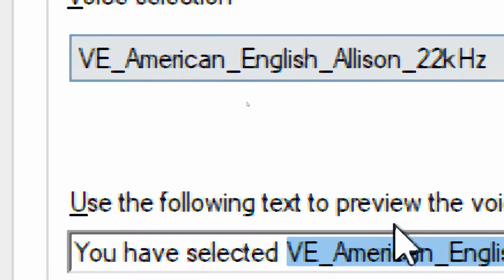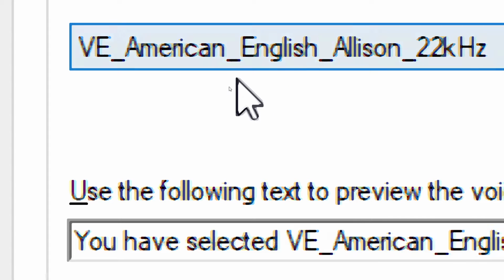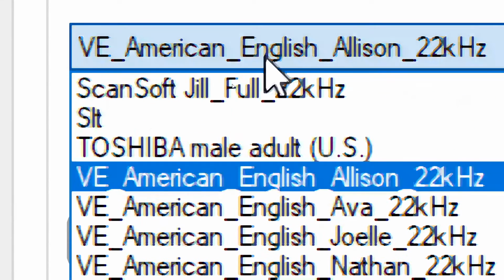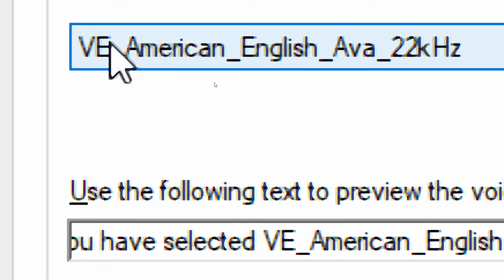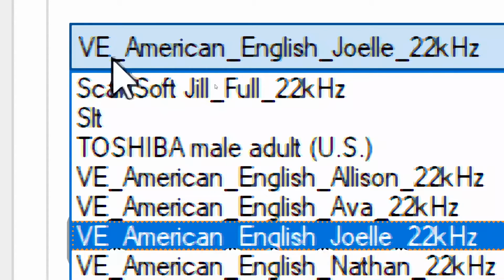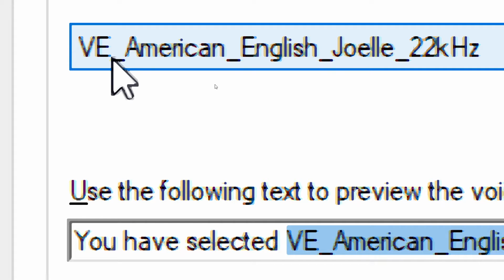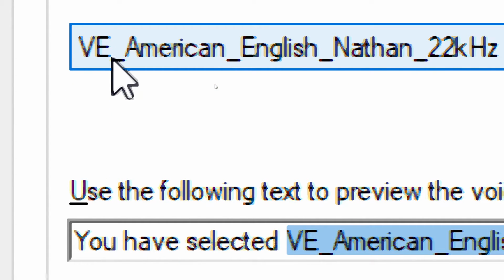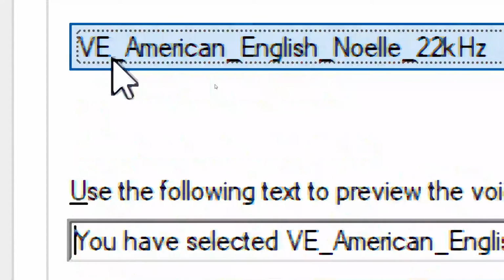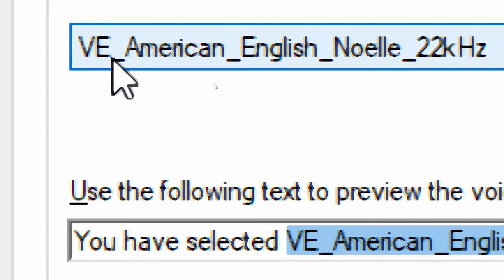You have selected VE American English Allison 22 kHz as the computer's default voice. You have selected VE American English Ava 22 kHz as the computer's default voice. You have selected VE American English Joelle 22 kHz as the computer's default voice. You have selected VE American English Nathan 22 kHz as the computer's default voice. You have selected VE American English Noel 22 kHz as the computer's default voice.